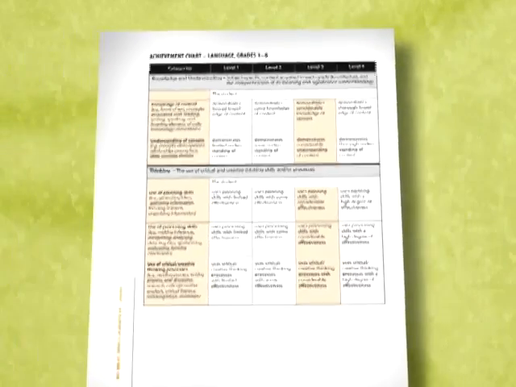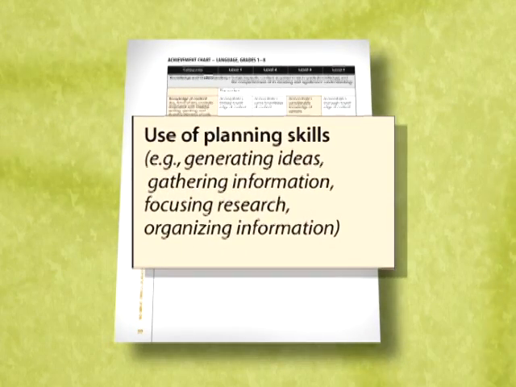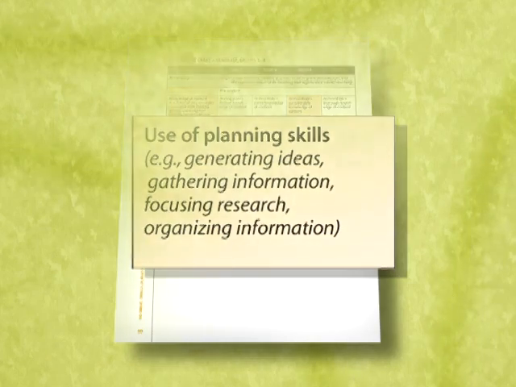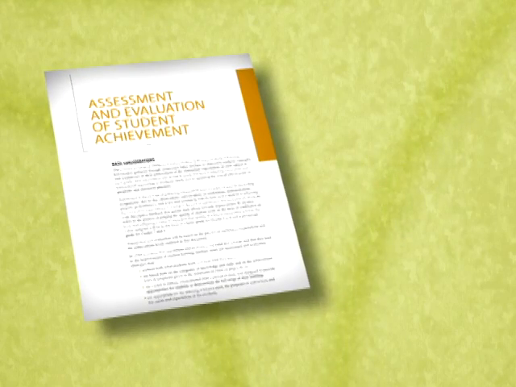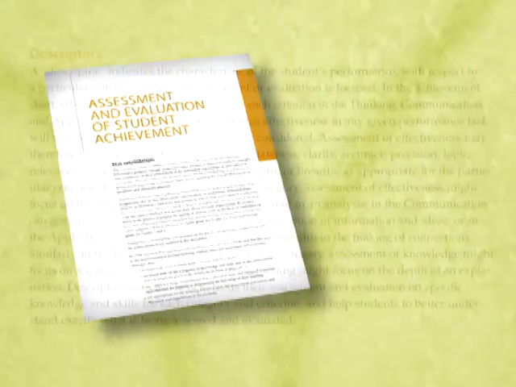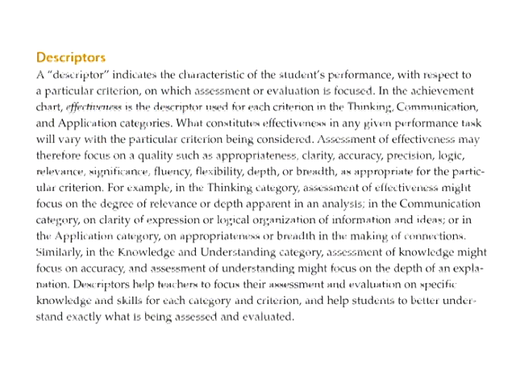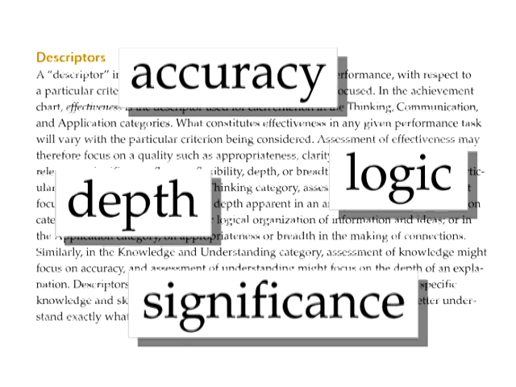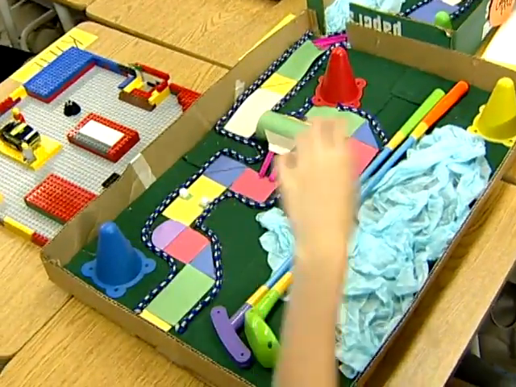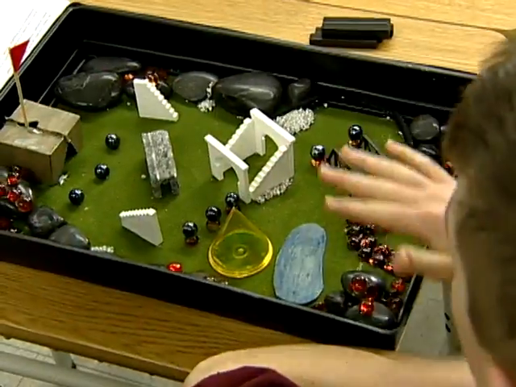The achievement chart for each subject provides a starting point for identifying the criteria. In the revised curriculum documents in the section on assessment and evaluation of student achievement, teachers will find a list of descriptors and be able to determine the specific descriptors of effectiveness for a particular product or performance. Things such as accuracy, logic, significance, or depth. Descriptors help clarify for students the characteristics of the performance, which is the focus of the assessment. Looking at samples of student performance is another effective way to identify the success criteria.